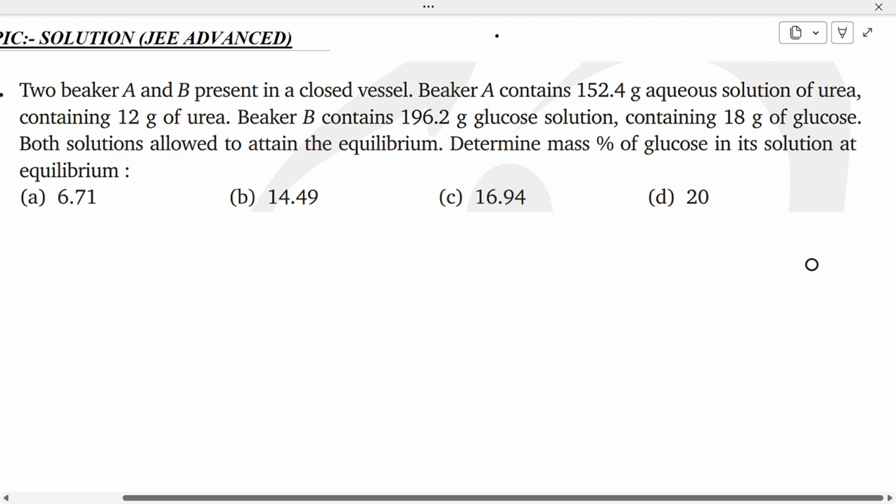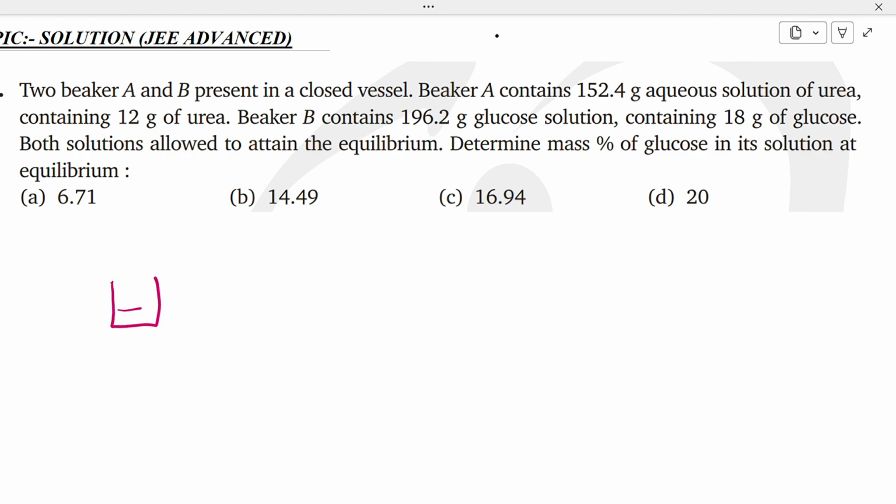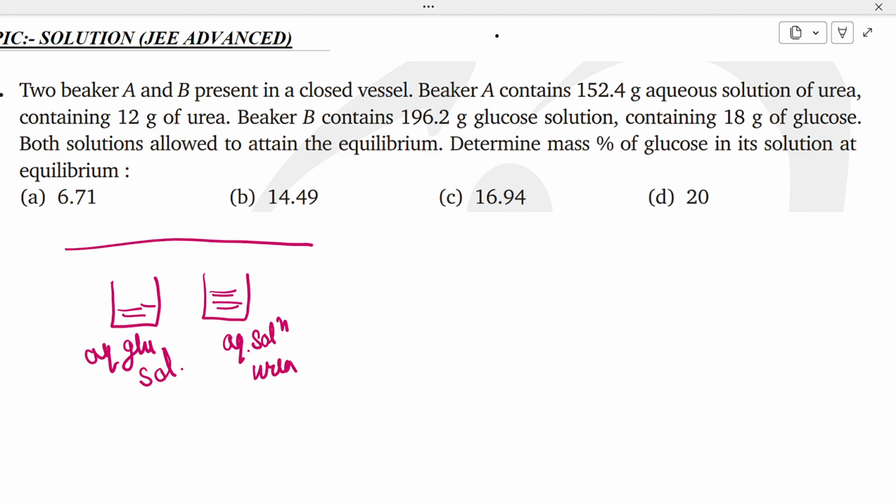In this question, it is mentioned that there are two beakers. In one beaker, there is an aqueous solution of glucose. In the second beaker, there is an aqueous solution of urea. Both beakers are enclosed in a vessel.